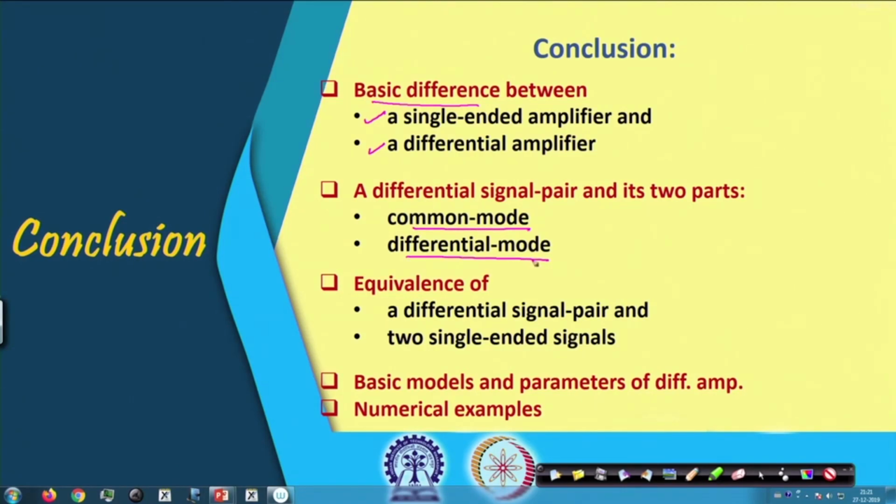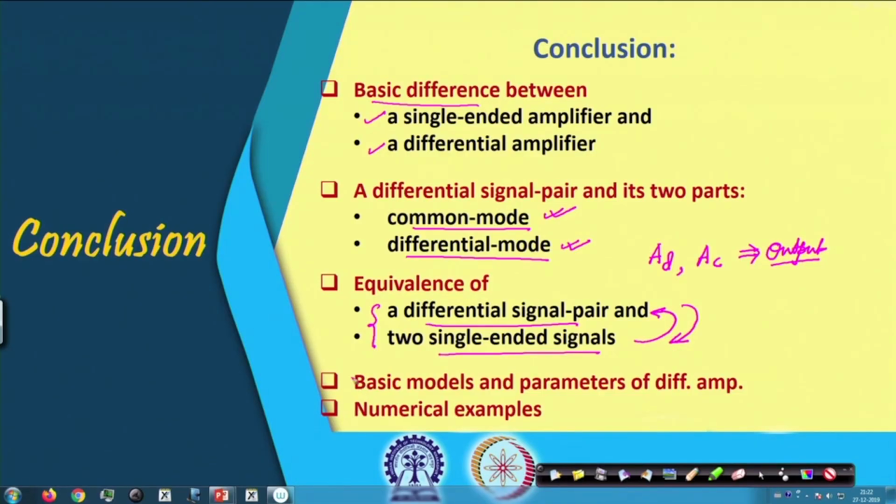So that while dealing with the differential amplifier, we can simplify the analysis. Once we convert the signal in the form of differential part and common mode part, only then can we make use of the parameters of the amplifier, namely differential mode gain and common mode gain, to get the corresponding output, whether differential or single ended. To do that, we need to make the equivalence, converting two single ended signals into a differential signal pair and vice versa, when you want to convert back into single ended.